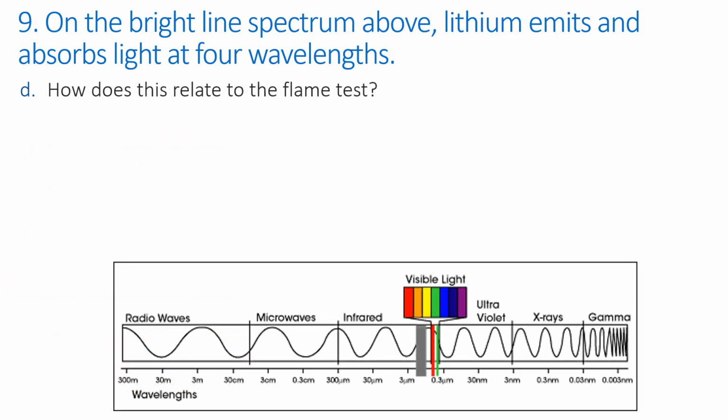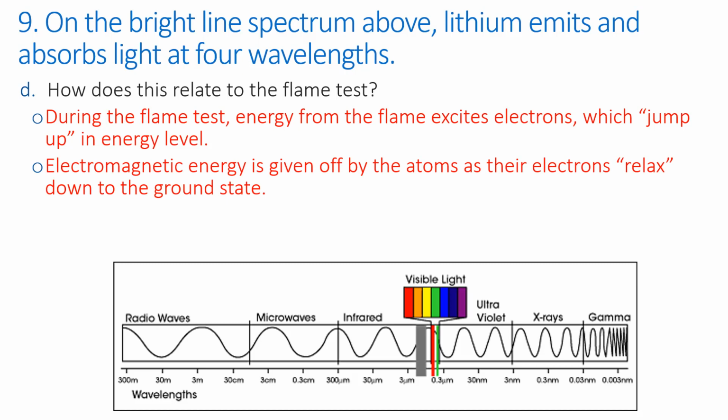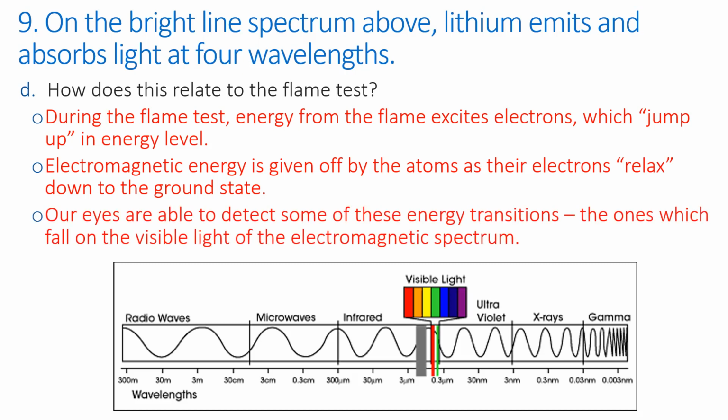How does this relate to the flame test? During the flame test, the energy from the flame excites electrons, causing them to jump up to the excited state. Electromagnetic energy is given off by those atoms as their electrons relax back down to the ground state. Our eyes are able to detect some of those energy transitions. These are the ones which fall on the visible light portion of the electromagnetic spectrum.